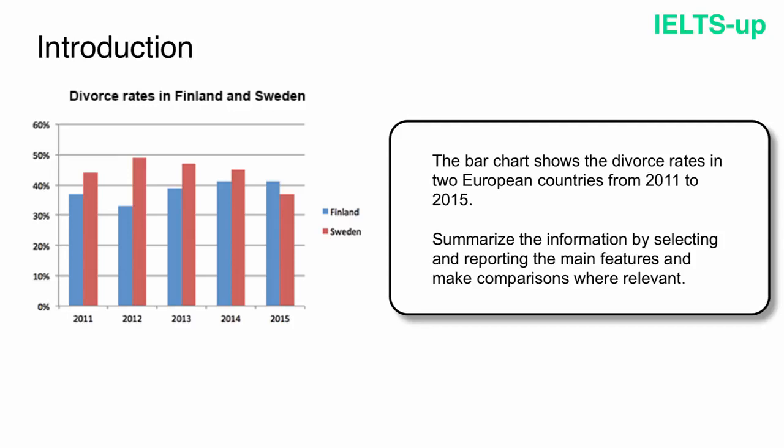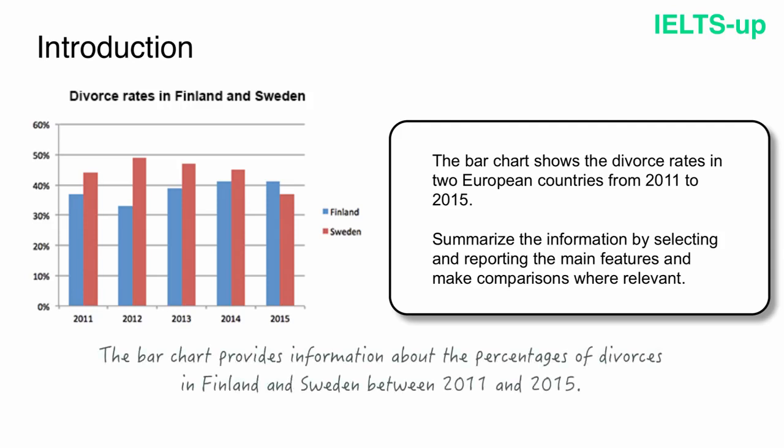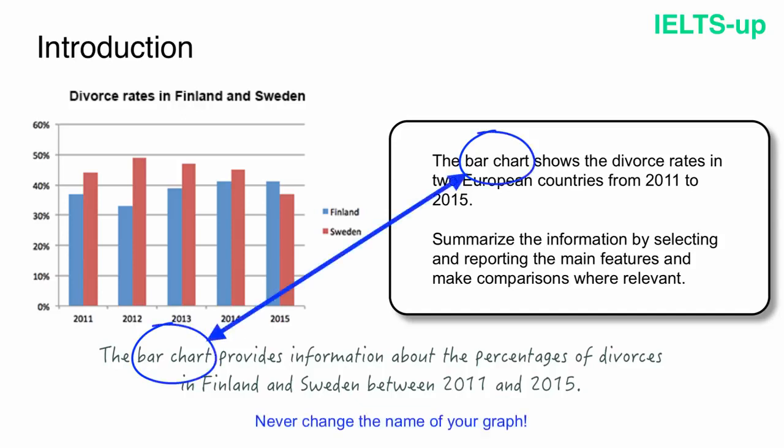And here is how I wrote it. The bar chart provides information about the percentages of divorces in Finland and Sweden between 2011 and 2015. You can notice that I did not change the name of the chart, and you should never change the name of your graph too. Remember, table is a table, bar chart is a bar chart, and line graph is a line graph, so I kept the bar chart.